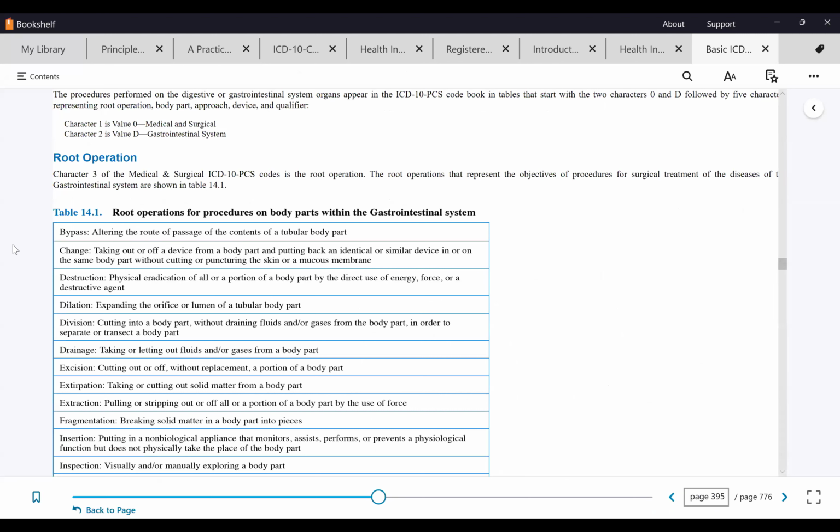And again, as always, you can go ahead and look at the appendix for some of these root operations if you're unclear on it. I think most people, when coding PCS procedures, don't really struggle as much with this as some of the other areas.